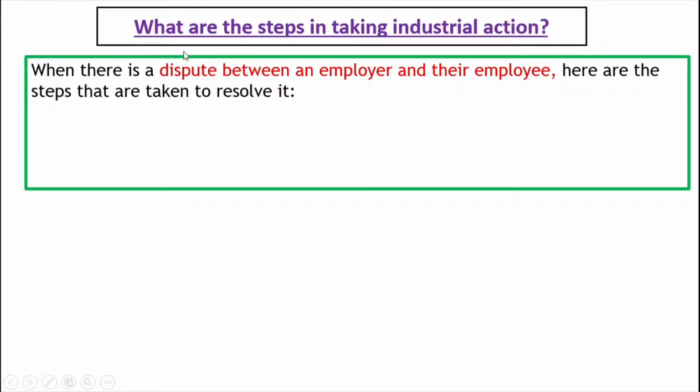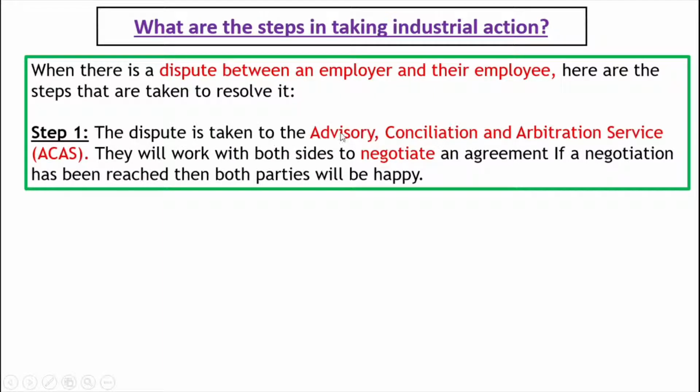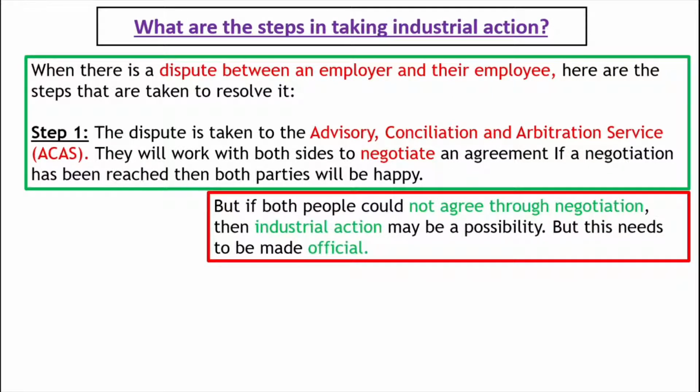In order to take industrial action, there are steps that need to be taken. When there is a dispute between an employer and their employee, here are the steps that are taken to resolve it. Step 1. The dispute is taken to the Advisory, Conciliation and Arbitration Service, also known as ACAS. They will work with both sides to negotiate an agreement. If a negotiation has been reached, then both parties will be happy.